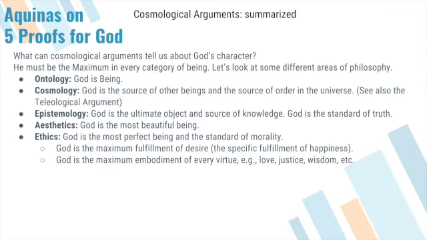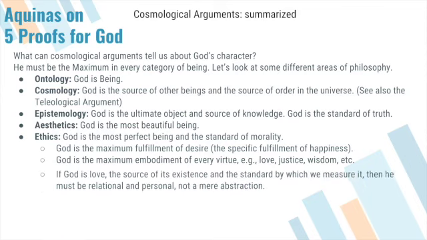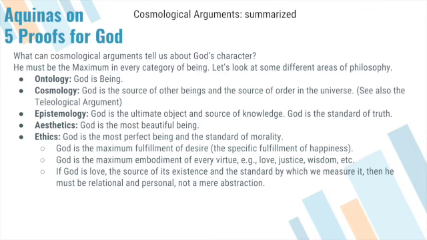Right? At this point, it starts to be evident that God has to be a kind of person and not just a principle. Because in order to be the embodiment of virtues like love and justice, one needs to be a person. Love is necessarily relational. And so there has to be a subject, a person of some sort that can be relational or wise or just. If God is love, the source of the existence of love, and the standard by which we measure love, then he must be relational and personal and not merely an abstraction.